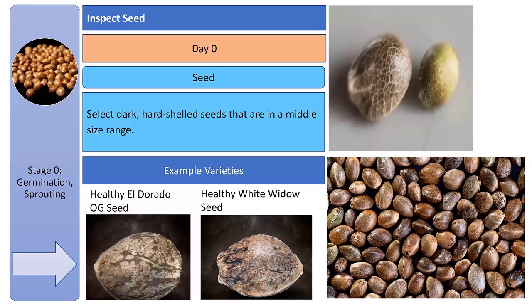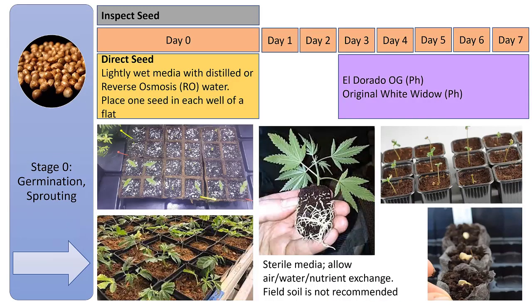So getting into the actual protocol, pre-planting, so we're in stage 0, germination, sprouting, and emergence. In pre-planting, I want to inspect the seed. I want to make sure that I'm planting dark, hard-shelled seed. That indicates it's mature, and the green, soft seed is immature. And I want seed in the middle size range because experiments on hemp have shown that that has the highest germination percentage when tested. The seed on the bottom two pictures are the seed for our example varieties. So day 0, I'm inspecting the seed and then seeding.